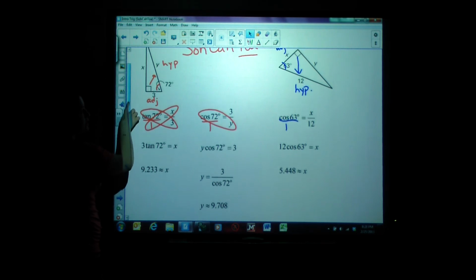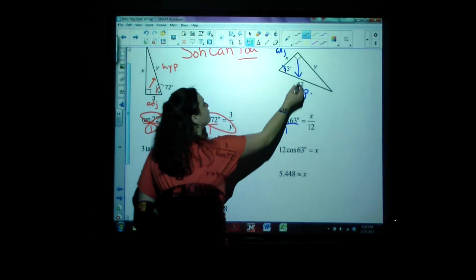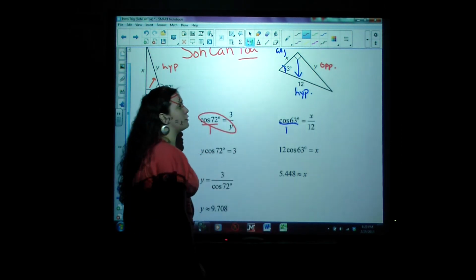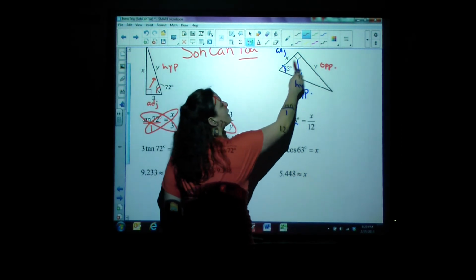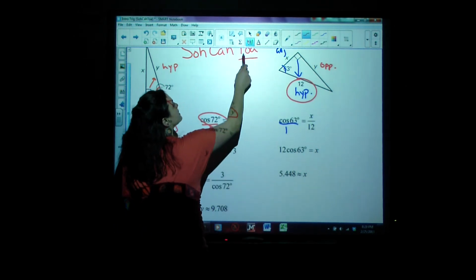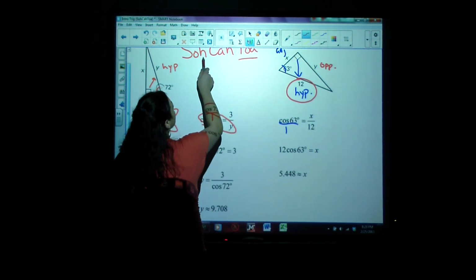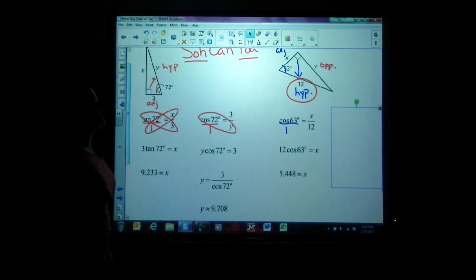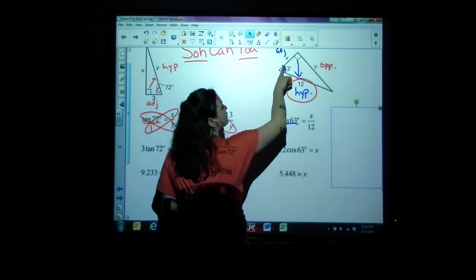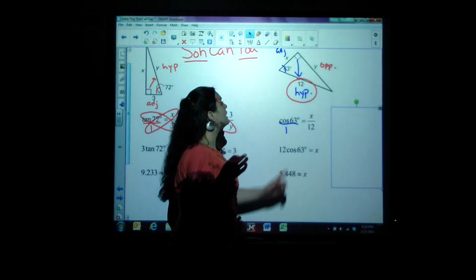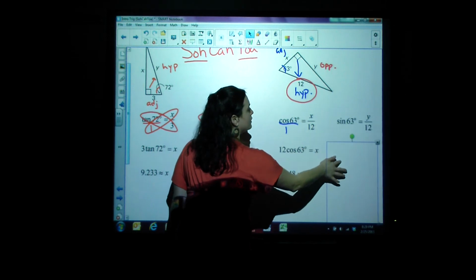Okay, let's look at our variable y. Y is opposite our given angle. So this time, solving for y, we're looking for the opposite, and we know the hypotenuse. So opposite and hypotenuse is our sine function, our sine trig ratio. So we're going to set up the sine of 63 equals the opposite over the hypotenuse, or the sine of 63 equals y over 12.